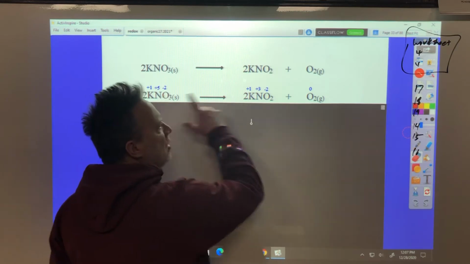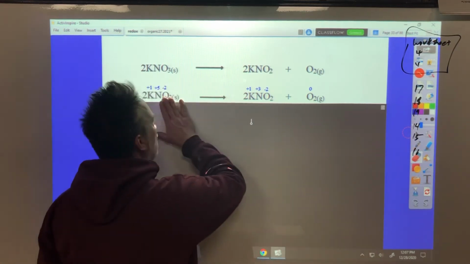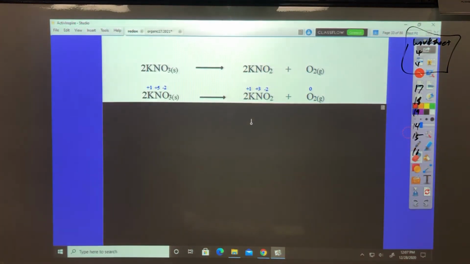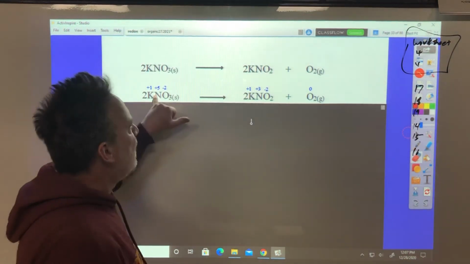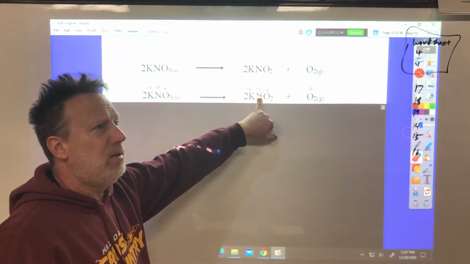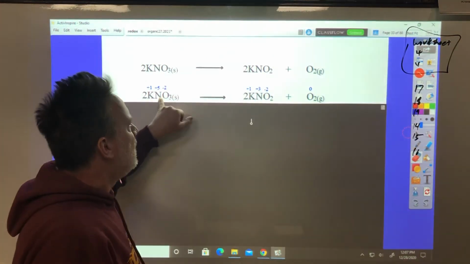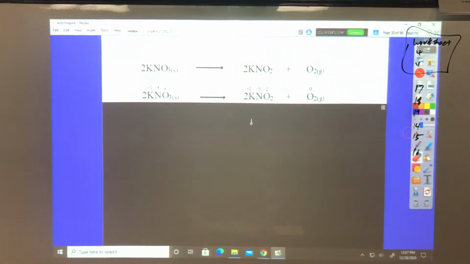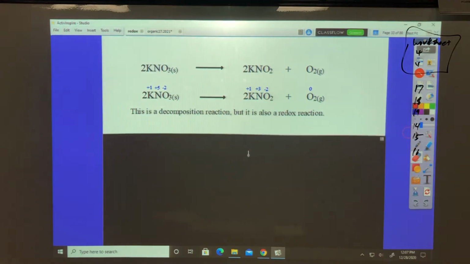And some of the oxygen is changing oxidation number while other oxygen does not. So nitrogen's gone from +5 to +3. You could say it's gaining 2 electrons, so that's reduced. Some of the oxygen is losing electrons, going from -2 to 0, and is oxidized.